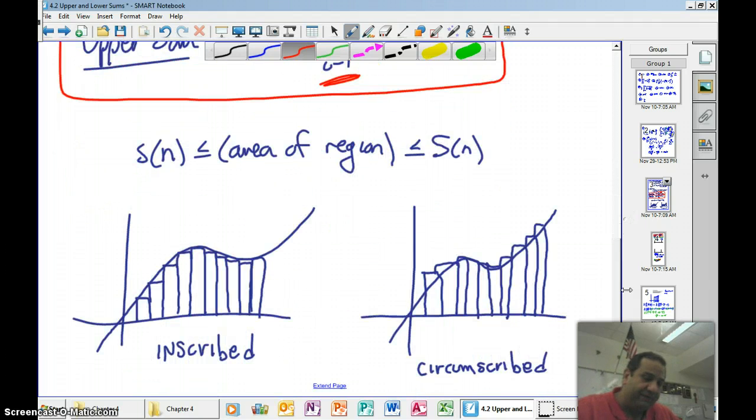Graphically, we have an inscribed rectangle, which, if you notice, goes to the left endpoint because it's concave down. If it was concave up, it'd be different. But they go to the left endpoint, which means this will be an underestimate. And this is the circumscribed ones, which go to the right endpoints of all these rectangles. And that would be an overestimate. So we're getting the area somewhere in between them.